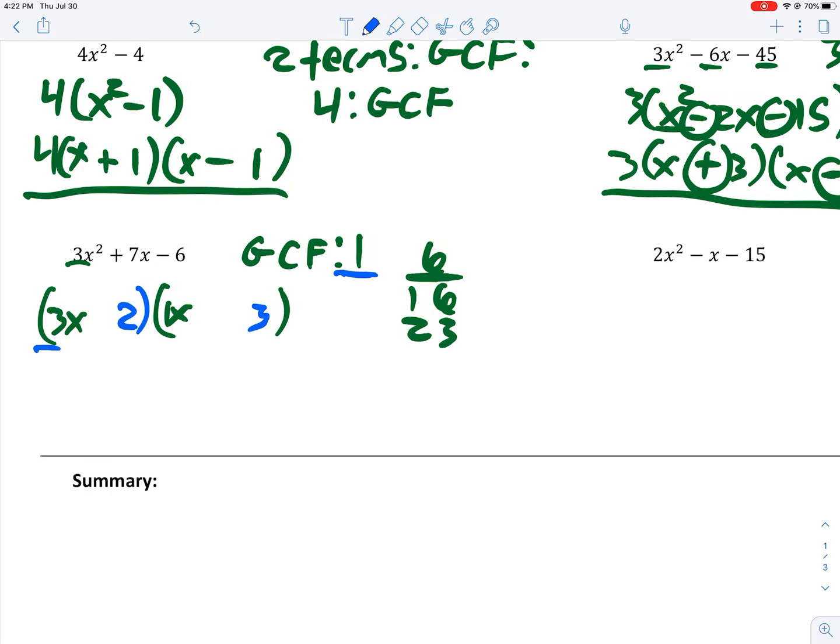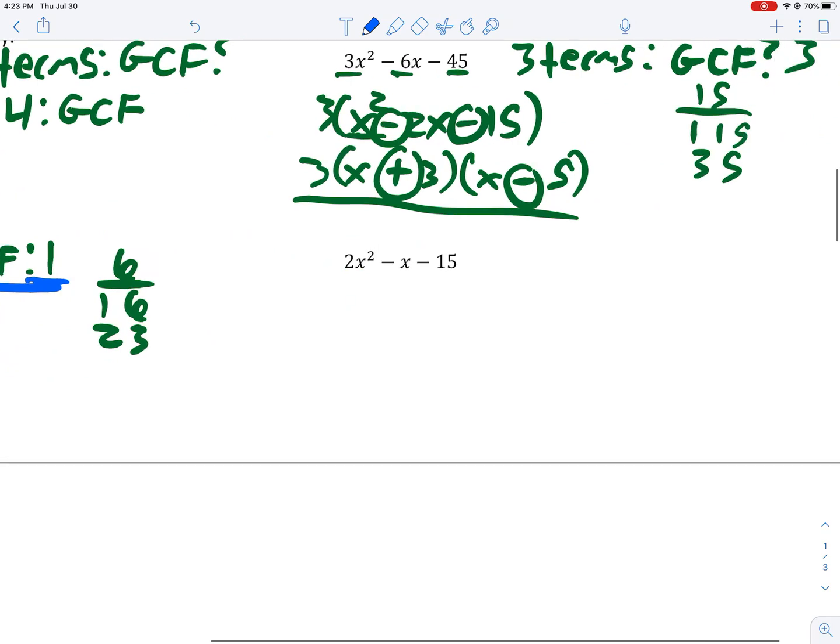So the 3 would have to go here and the 2 would have to go there. Then I do the outer and the inner. This would be 9x. This would be 2x. Can 9 and 2 make 7? Yes, it can: positive 9 minus 2. So plus, minus, and there we go. There's my factoring. So understanding the GCF is very helpful for factoring.